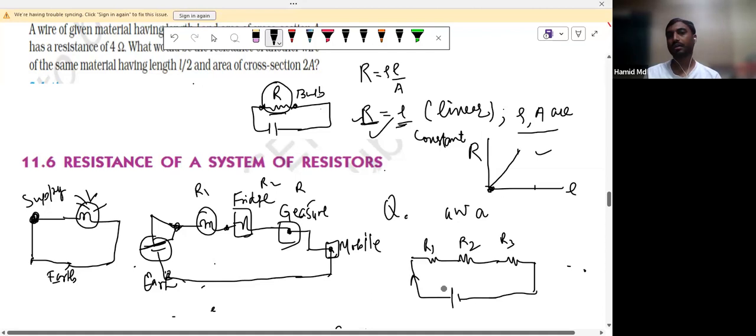This is called the series combination. Series combination is when we connect one apparatus to another apparatus end by end, right? But in our households, the appliances are not connected in series. They are connected in parallel form. How is the parallel form?